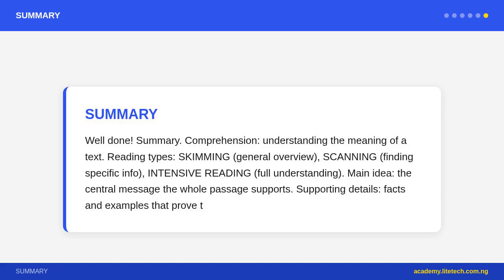Summary. Comprehension: understanding the meaning of a text. Reading types: skimming, general overview; scanning, finding specific information; intensive reading, full understanding. Main idea: the central message the whole passage supports. Supporting details: facts and examples that prove the main idea. Answering technique: read questions first, skim, scan, intensive read, answer in your own words, in complete sentences. Question types: literal, directly stated; inferential, implied; vocabulary, meaning in context; summary. Context clues: definition, example, contrast, synonym.